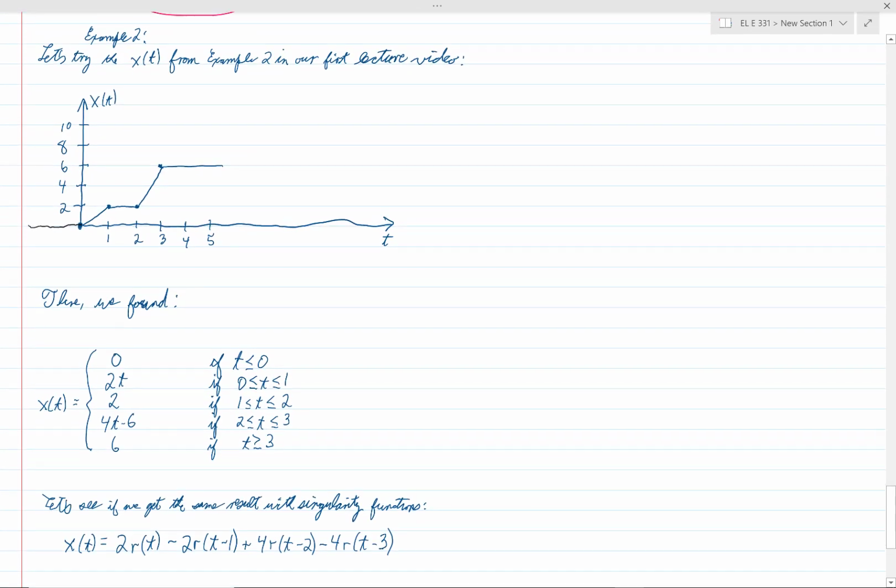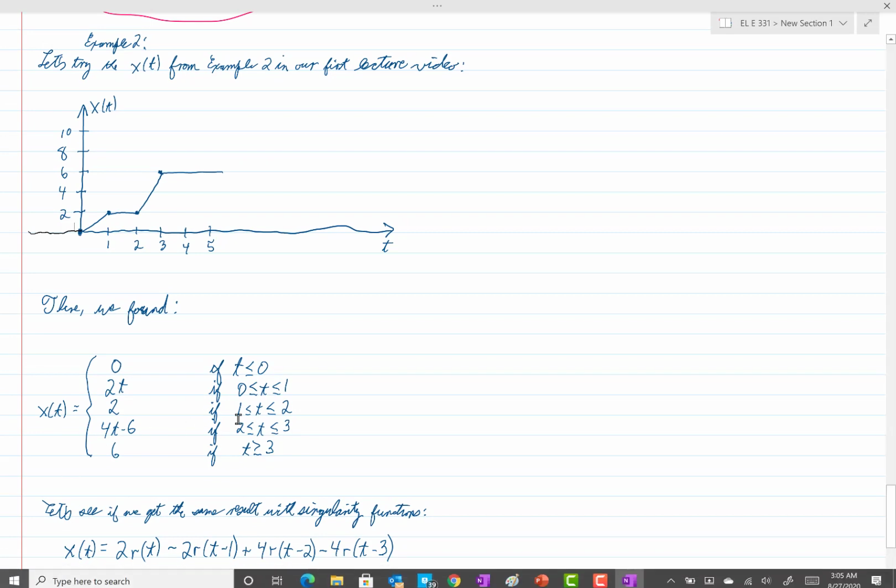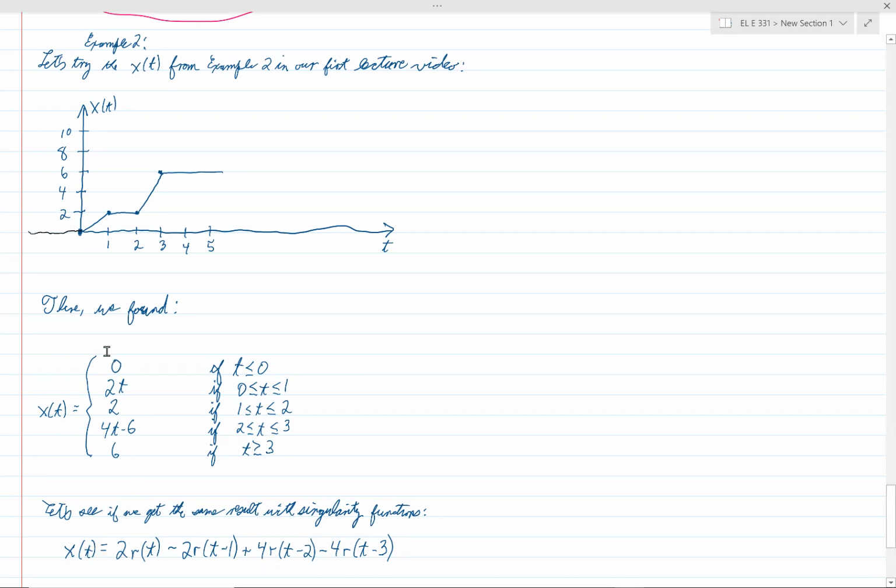So let me now go over it with you so that you can watch. So there's the 2r of t to give you this upward ramp of 2. Then the minus 2r of t minus 1 to flatten that out. Then a 4r of t minus 2 to give you this new line of slope 4 starting at 2. And then a minus 4r of t minus 3 to make that flatten out starting at t equals 3.